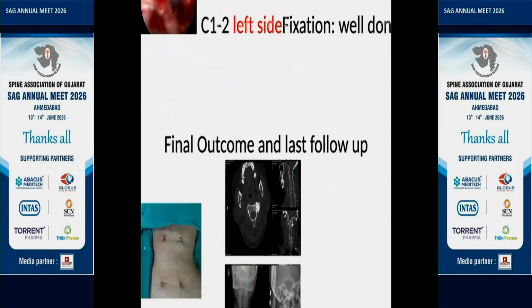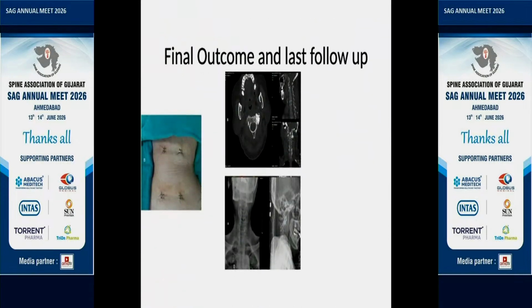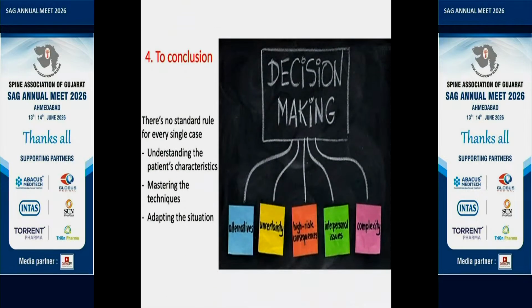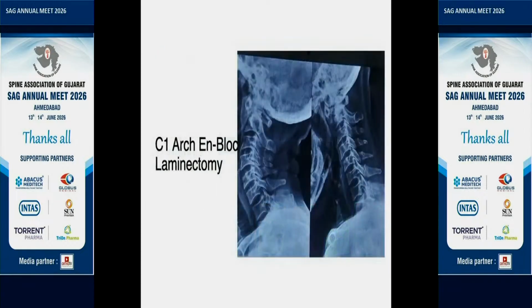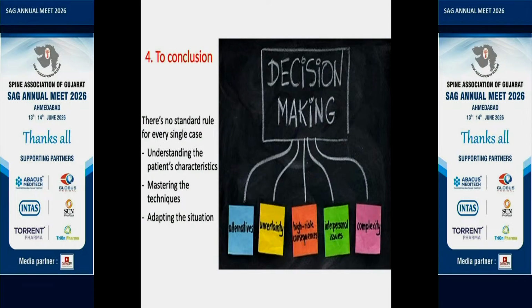The final outcome is a good fusion bed of C1, C2. You can see it very well. And four scars. So the conclusion is, there is no standalone rule for every single case. Understanding the patient's characteristics, mastering the technique and adapting to the situation is very important. Thank you very much.